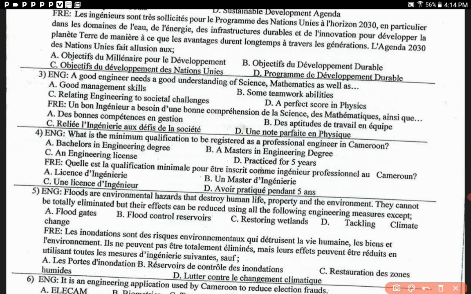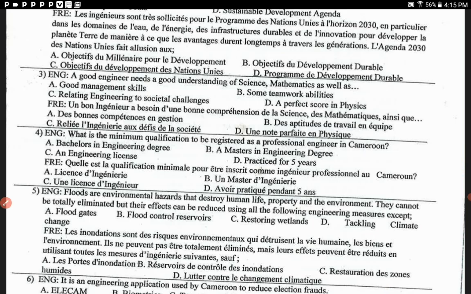Then another one, they talk of practice for 5 years, which is not a qualification. Practicing for 5 years is an experience. So you should know the difference between qualification and experience. They are not the same. So an experience of 5 years is not a credential. It's not an academic credential for you to become an engineer, or to be called an engineer, or to become a professional engineer in Cameroon. We go to the next question.